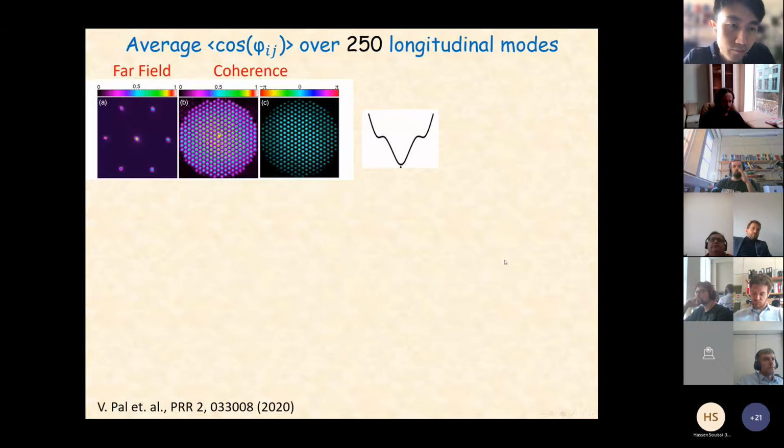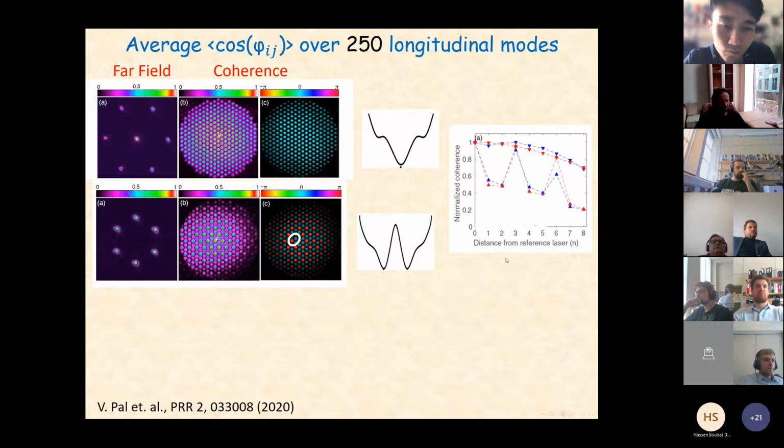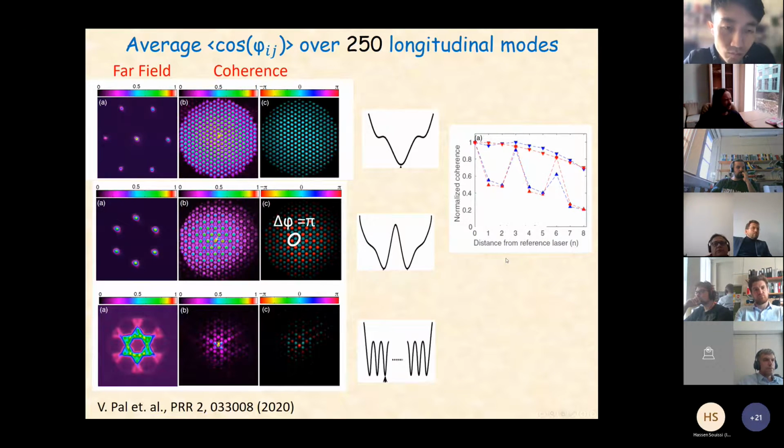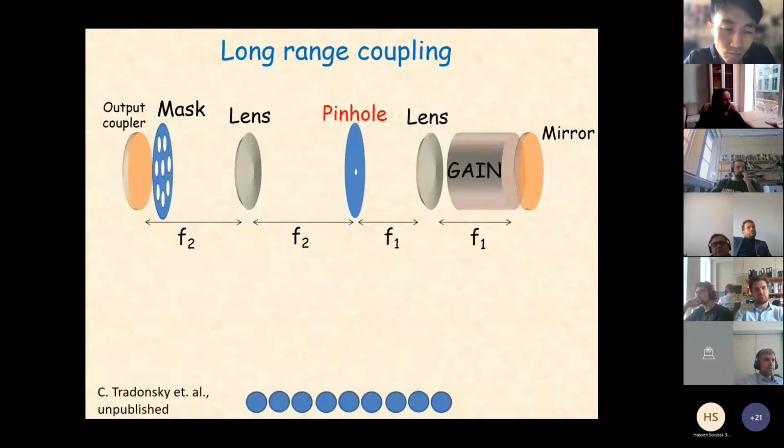Maybe I'll skip this slide because it repeats what I said. It's calculating the coherence in this case. And let me show you yet another type of coupling that we use. This time it's going to be all-to-all, or if you want, long-range coupling. So here's again our laser. These are the two mirrors, the gain medium, the 4F telescope.